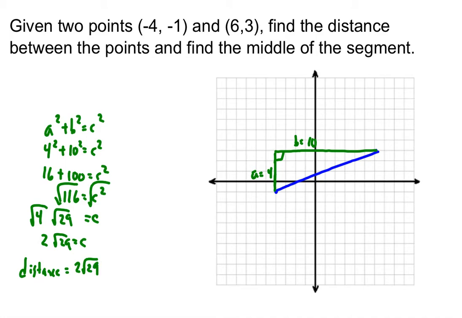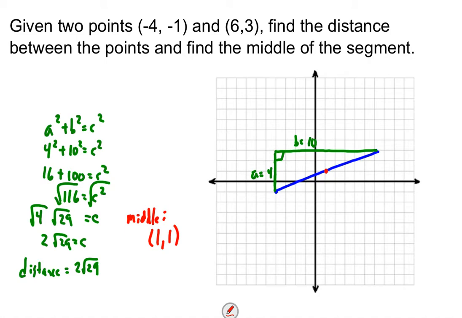And then midpoint. For the midpoint, we're trying to figure out where the middle of this segment is. I'm not sure where that would be. Maybe here, I'm going to guess. It looks to me like it would be a nice ordered pair that's halfway between that point and the other point there. So my guess would be that the middle looks like (1, 1). I'm going to guess.